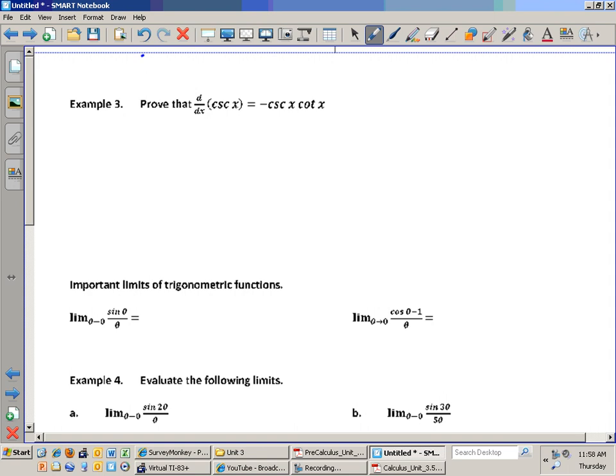In order to prove that, I'm going to use what I know about the derivative of sine of x, okay? I'm going to rewrite this. I'm going to say we're actually trying to find d over dx of 1 over sine of x. Right? I could rewrite cosecant as 1 over sine.